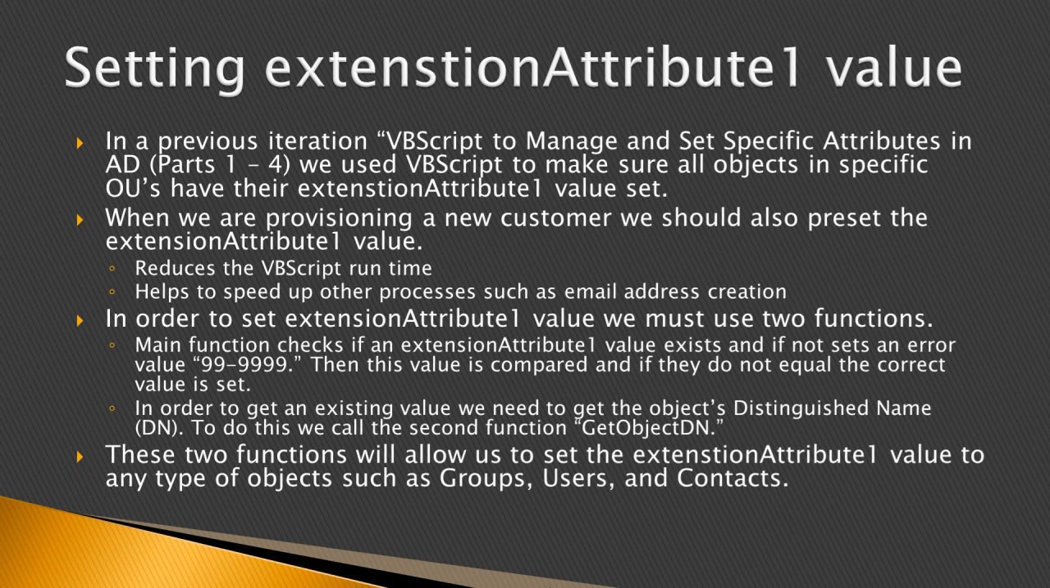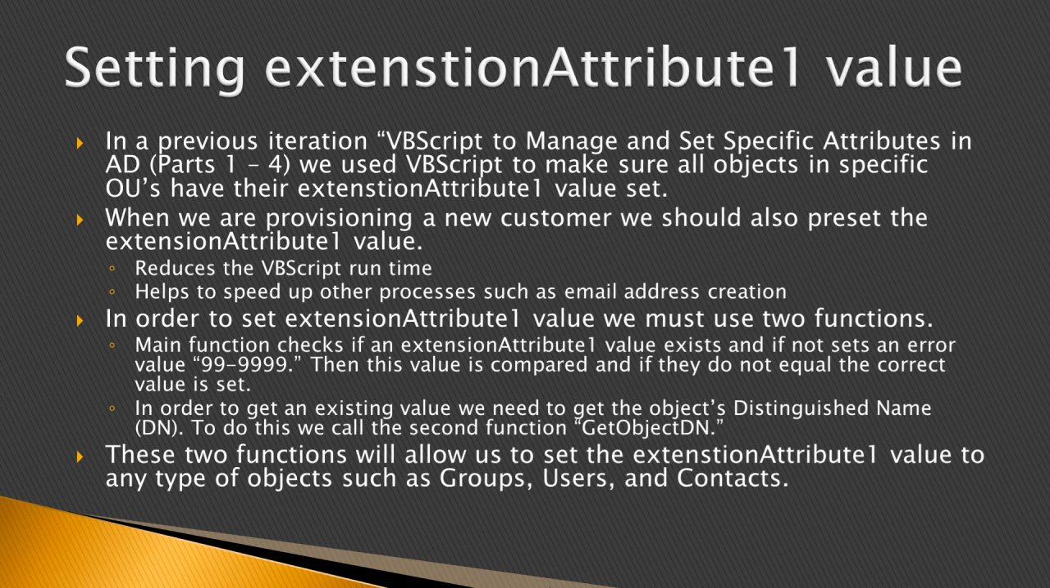In a previous iteration that I did called VB script to manage and set specific attributes in AD, parts 1 through 4, we basically used a VB script to make sure all the objects in a specific OU have their extension attribute 1 value set. Now, when we're also provisioning a new customer, we also want to preset these extension attribute 1 values. This is basically to reduce the overall time for the VB script to run, and also helps speed up other processes such as the email address creation.